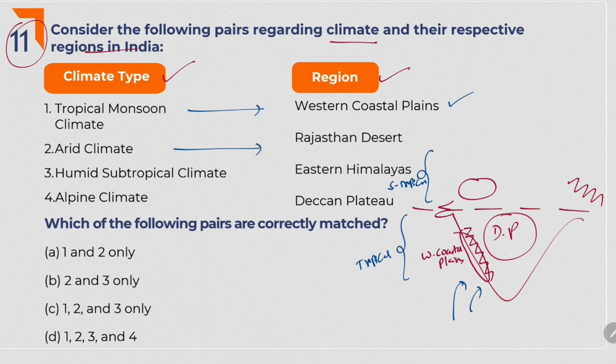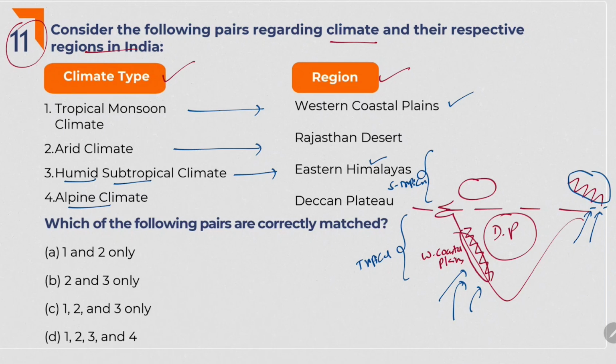And third one, humid subtropical climate. Yes, if you see northeast India, these eastern Himalayas are there and it lies in subtropical area. And we also know that southwest monsoon touches the western Ghats and gives high rainfall, and also it touches this northeast area, that is eastern Himalayas, and leads to high rainfall. So because of the rainfall, that area is so humid. So humid and subtropical both go with eastern Himalayas. It is also right. And alpine climate, Deccan Plateau.